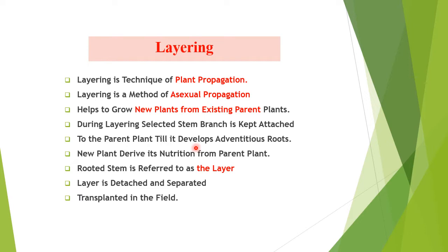The advantage here is that the new plant which will be formed remains attached with the plant. As a result, it derives its nutrition from the parent plant till it is fully developed. So the stem which is rooted while it is attached with the parent plant is called the layer. And when you have a successful layer, it is detached, separated from the parent plant and is transplanted in the field. So it is a successful way of propagating a plant, because the stem remains attached to the parent plant till it forms the root. It derives its nutrition, its food, everything, hormones from the parent plant.